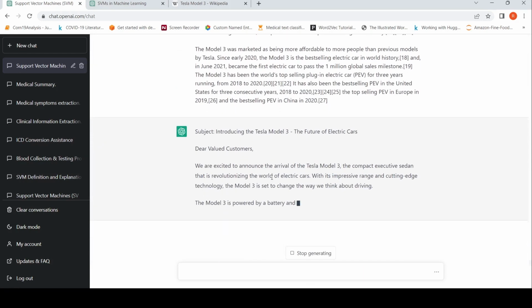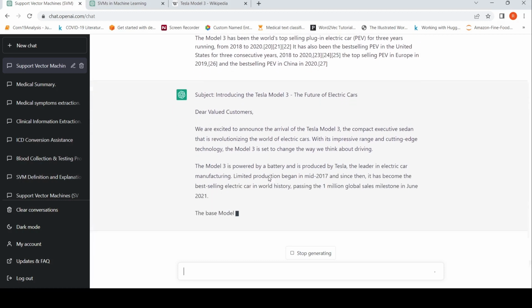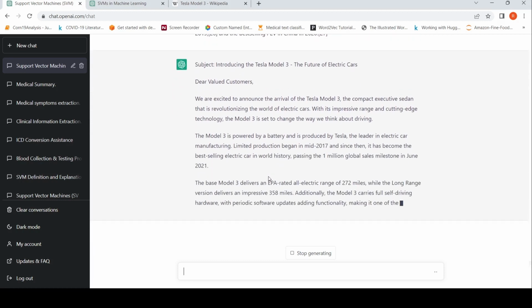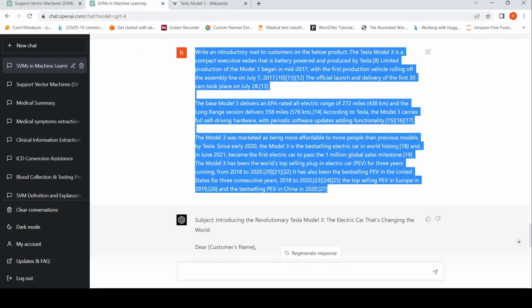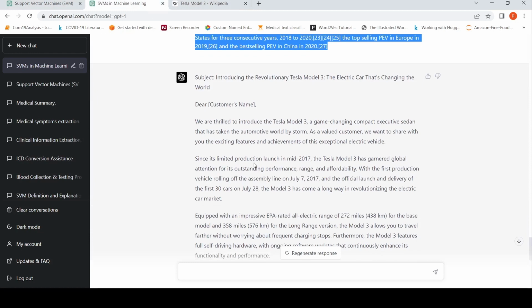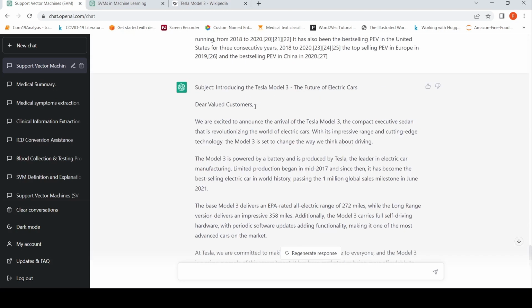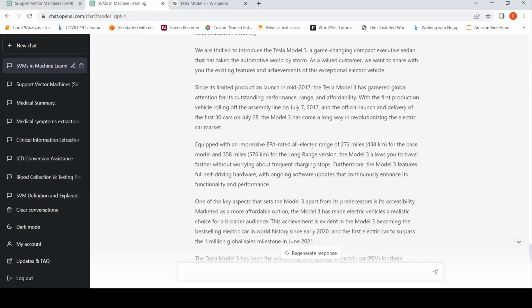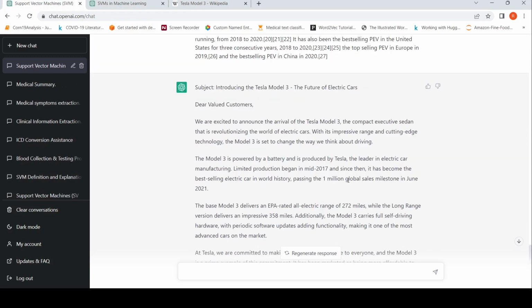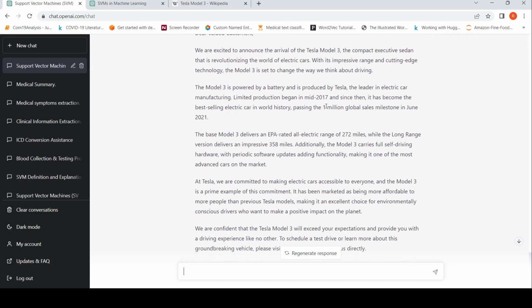Subject: Dear valued customers. Okay, we are excited to announce the arrival of the Tesla Model 3, the compact executive sedan. Model 3 is powered by this. Which text is better subjectively? We are thrilled to introduce the Tesla Model 3, a game-changing sedan. We are excited to announce the arrival of a compact revolutionary with its impressive range, set to change the way we think about driving. Again, it's personal preference which you prefer, right? Both are equally good.